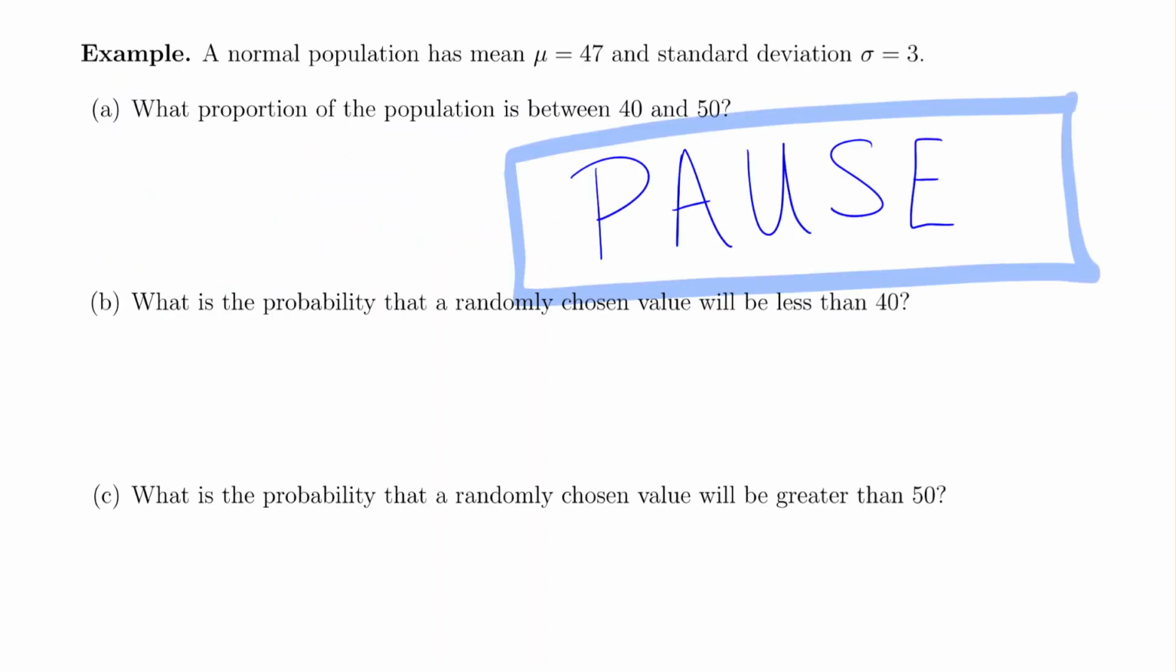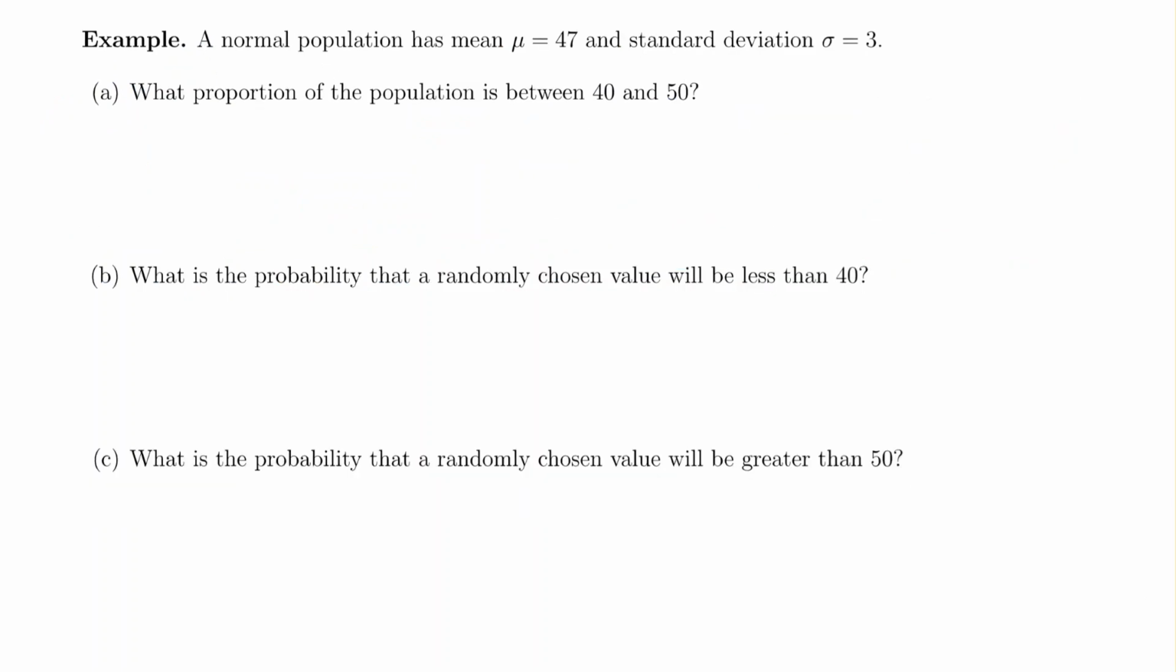So our next problem is on the screen. Pause the video now, unpause when you're ready to check your work. So here I've got a normal population has a mean of 47, population standard deviation sigma of 3. What proportion of the population is between 40 and 50?